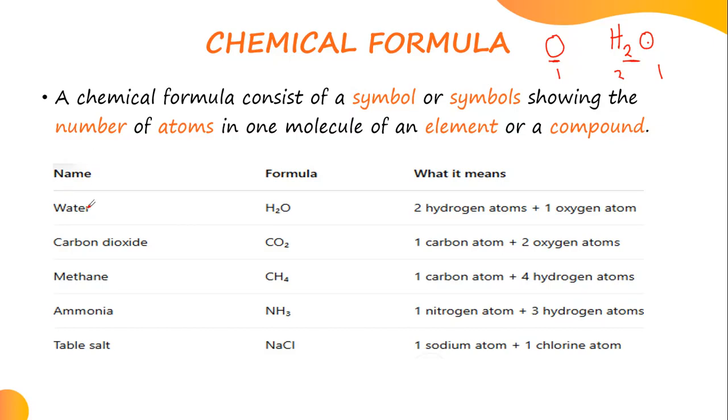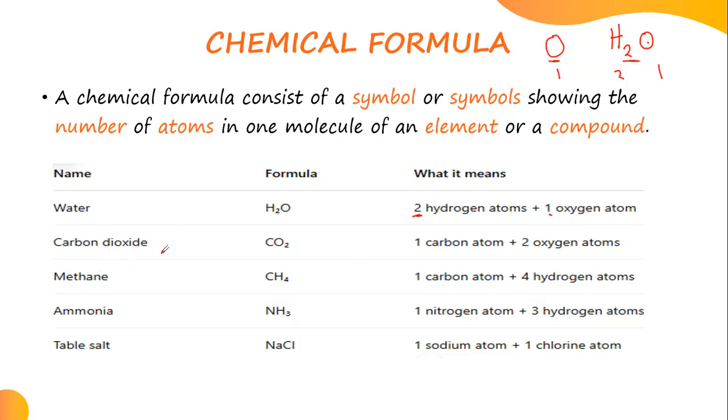So now, here we have names of these same molecules. For example, we have water molecule. What's the formula? It is H2O. What does this mean? This is a chemical formula for water, which means we have two hydrogen atoms and one oxygen atom.